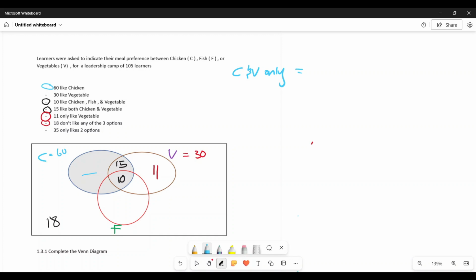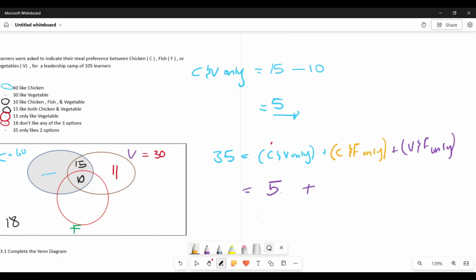And how would I go about doing that? So I'm going to say, all right, in order to calculate that, I know that 15 prefer chicken and vegetable. And as I've said, these 15 who prefer chicken and vegetable include these 10 people who prefer all of these three. So I'm going to minus that 10. So this would give me the number of people, which is 5, who prefer chicken and vegetables only. Right? So people who prefer chicken and vegetable only, they are 5.